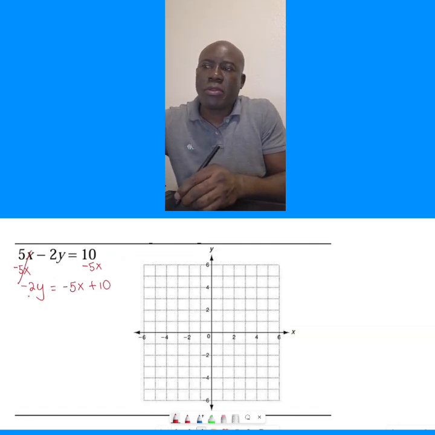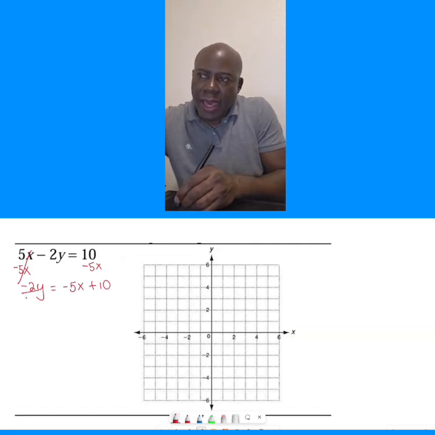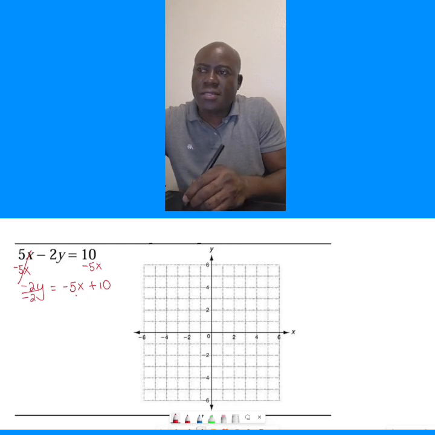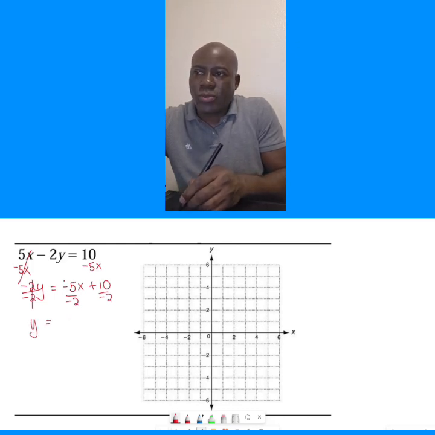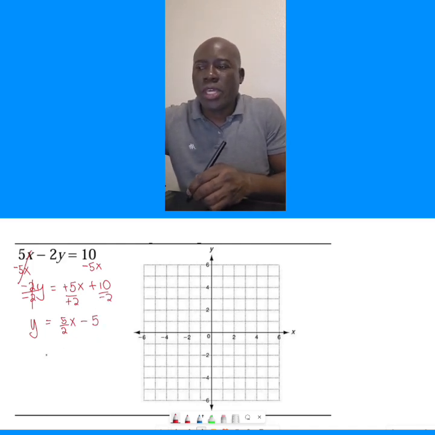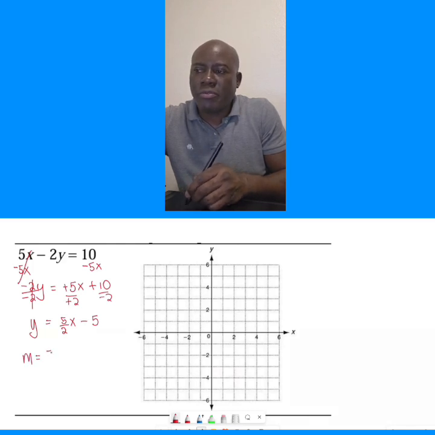Then we're going to divide both sides by -2, because our intention is that we want the y to be alone. So finally, we'll have y equal to, when two negatives divide, we have a positive, so this becomes +5/2 x. And 10 divided by -2 is -5. So here again, our slope is 5/2, and our b, which is our y-intercept, is -5.